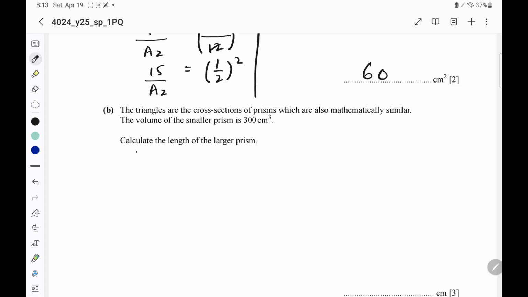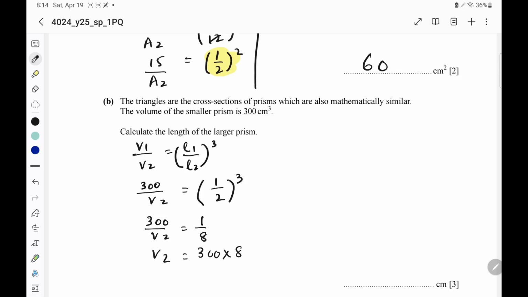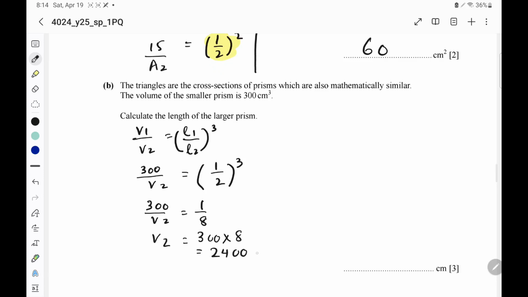So V1 over V2 equals (L1 over L2) cubed. Let's take V1, which is the smaller one, equal to 300. 300 over V2 is equal to, we know it is 1 over 2, or you can take 6 over 12, which gives the same thing. So 300 over V2 is equal to 1 over 8. The volume of the larger prism will be 300 times 8. 3 times 8 is 24, so it is 2400 cubic centimeters, the volume of the larger prism.